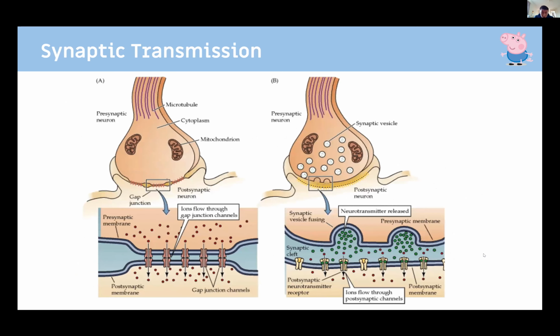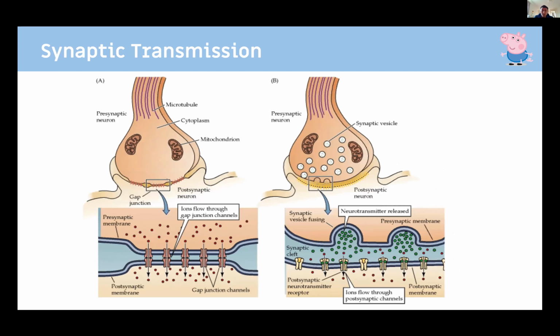So just another diagram for you here. As you can see on the left-hand side this time, we have the electrical synapses. So this is the gap junction, and you'll basically have ions flowing through, and that will be your electrical current. And then on the right-hand side, you'll see your chemical synapses.